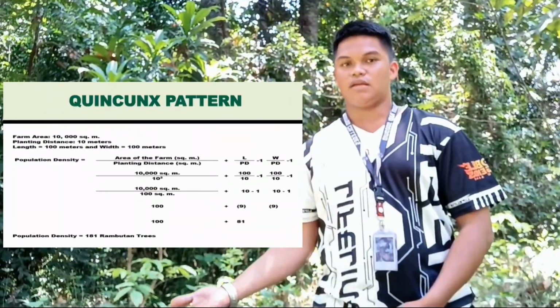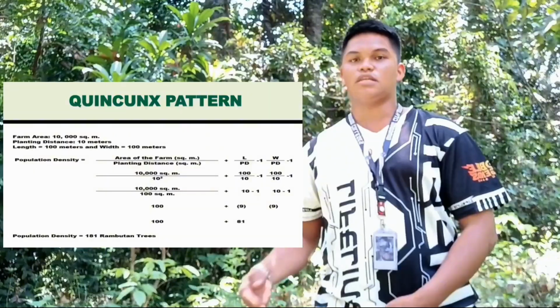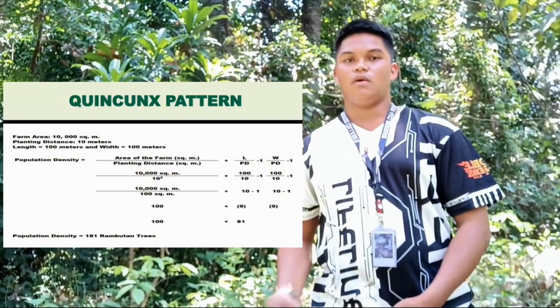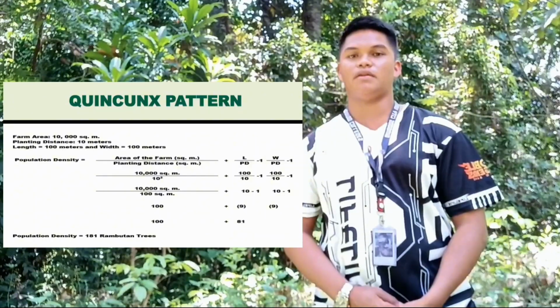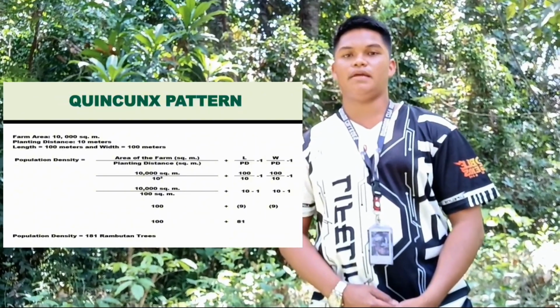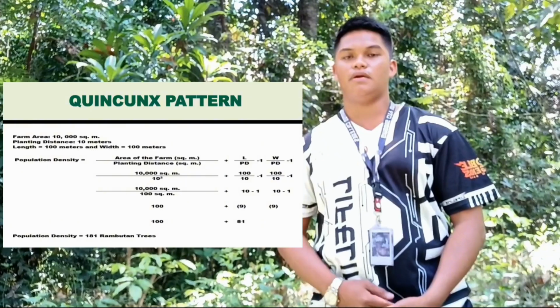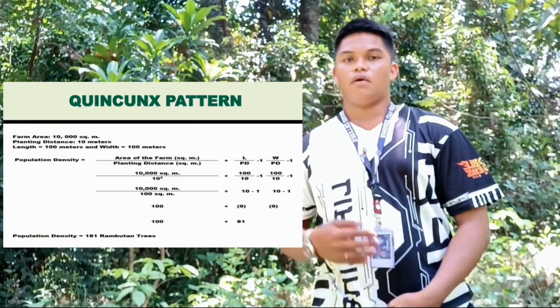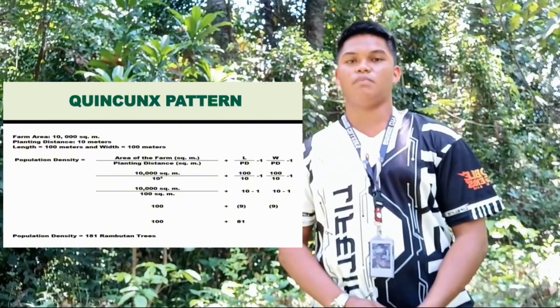For example, given a farm area of 10,000 square meters with a planting distance of 10 meters, we first solve for the square pattern as our base computation. Since 10 meters multiplied by itself is 100 square meters, each plant in the square pattern occupies 100 square meters of space.